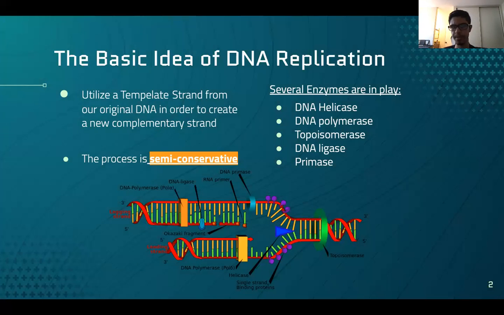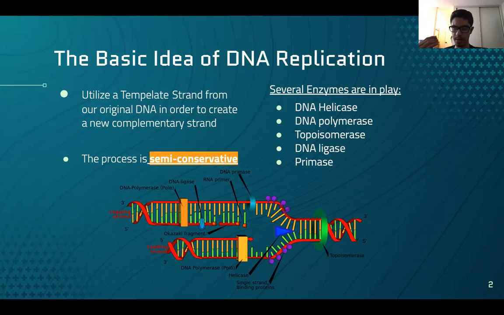All right, so what is the basic idea of DNA replication? We basically use a template strand from our original DNA in order to create a new complementary strand. And that leads into the term semi-conservative. Semi-conservative basically associates with the fact that we're using our original DNA strand as a non-coding strand. I believe it is also called an antisense strand, but don't quote me on that.